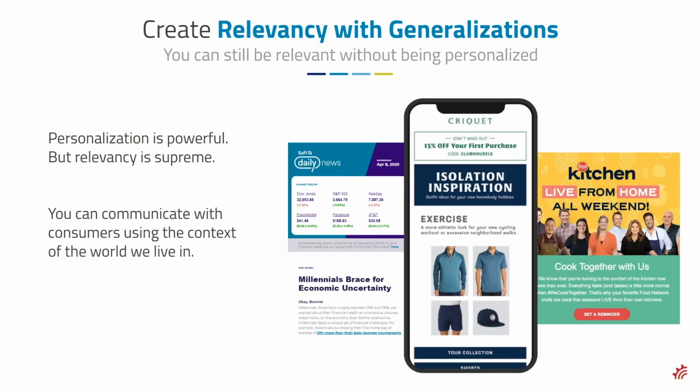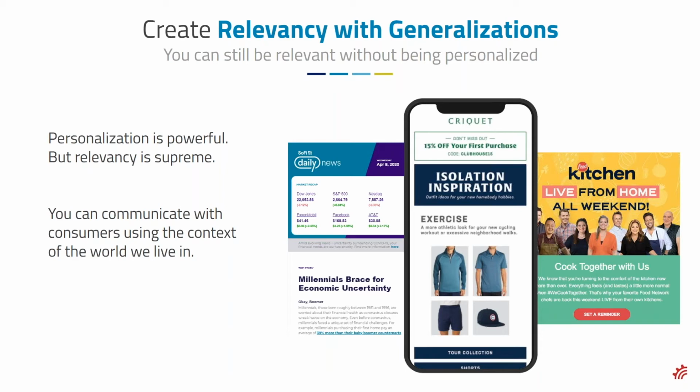So the first of my 5 guidelines is that you can create relevancy with generalizations. Everyone kind of assumes that you have to have personalization in order to make things powerful. And personalization is powerful, but relevancy is still supreme. You can communicate with consumers using context in the world we live in. A really good example of this is right now. Clothing stores could keep sticking with, buy your summer dresses to look great at your Sunday picnic, but at the end of the day, that's not what anybody's doing.